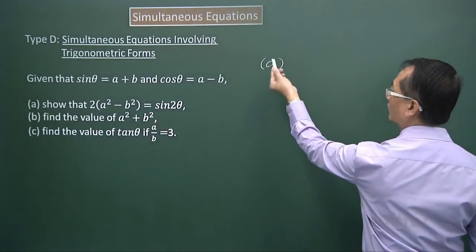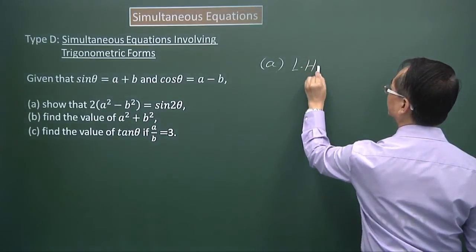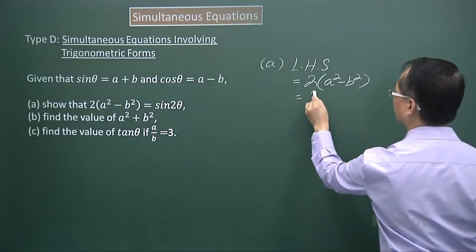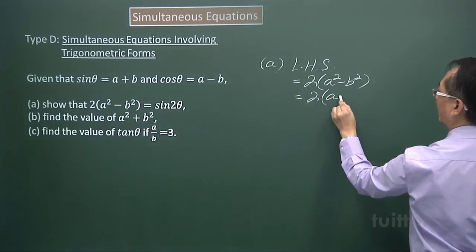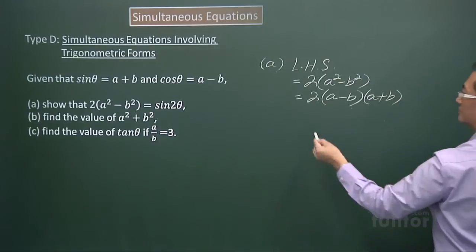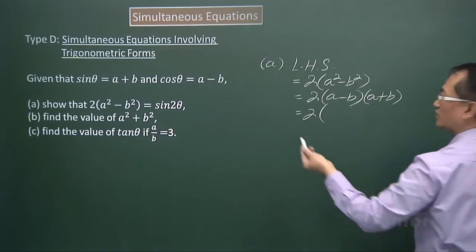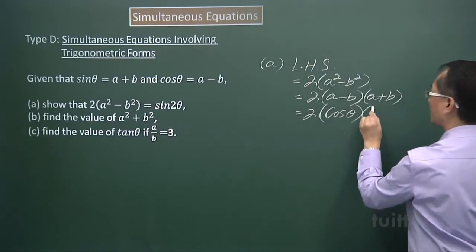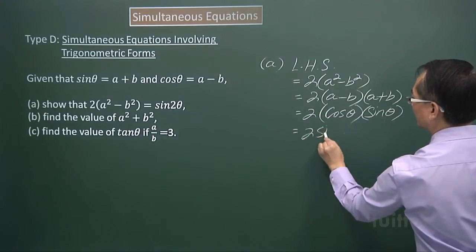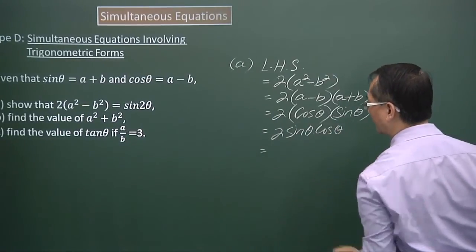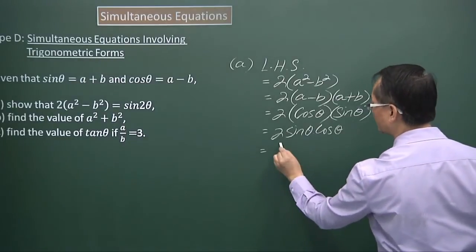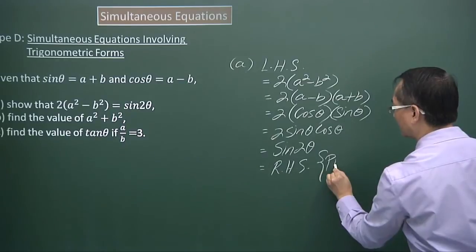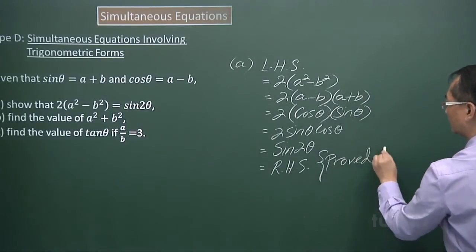So I'll start off with the left-hand side, which is just 2 times a squared minus b squared. If I just factorize that, I get a minus b, a plus b. And the a minus b is replaced by cos theta, and a plus b is replaced by sine theta. So I have 2 sine theta, cos theta. That, using the trigonometric identities, will reduce to sine 2 theta, which is just the right-hand side expression. Proved or shown.